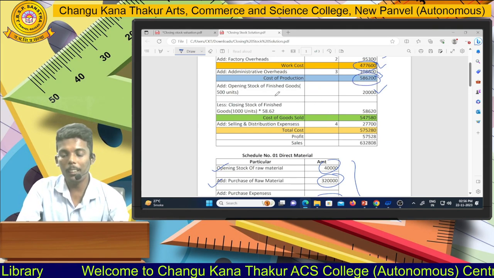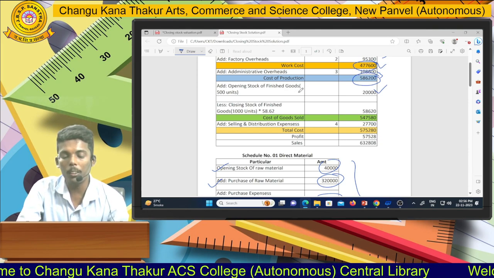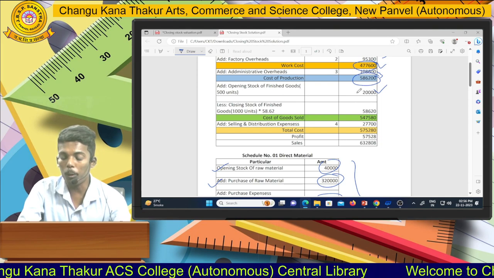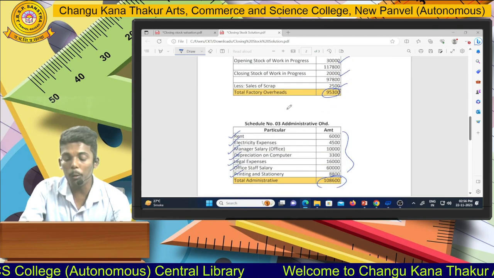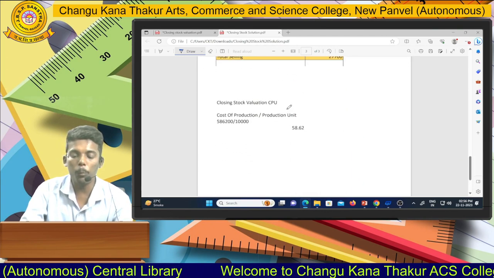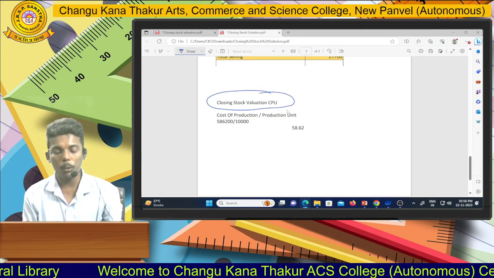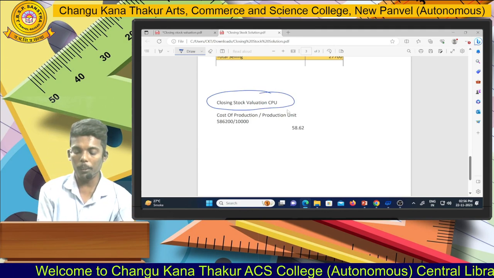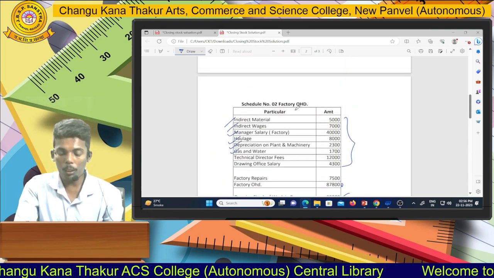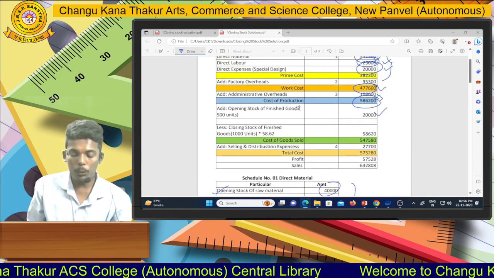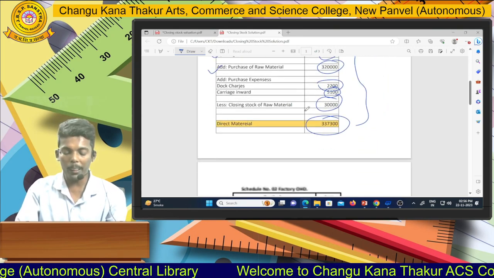See, then after getting the value of the cost of production, we have the amount of the opening stock, but we do not have the amount of the closing stock. So how to compute the amount of the closing stock? See, I am giving you the formula, valuation of the finished goods closing stock. We have only units, 1000 units, but we do not have the cost per unit rate. So how to calculate cost per unit rate?